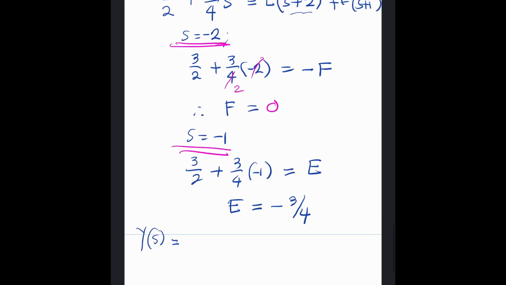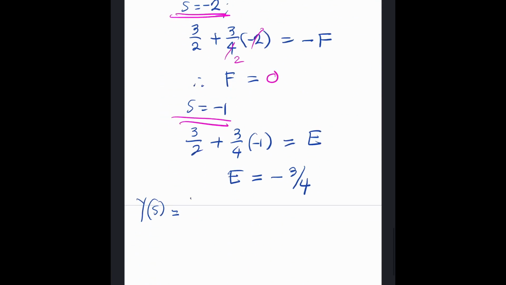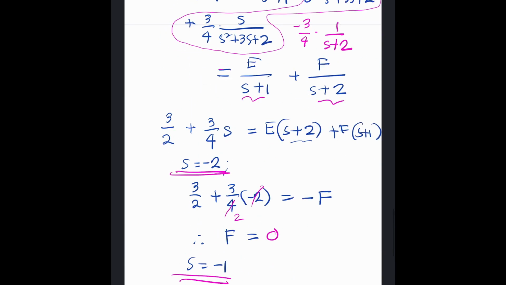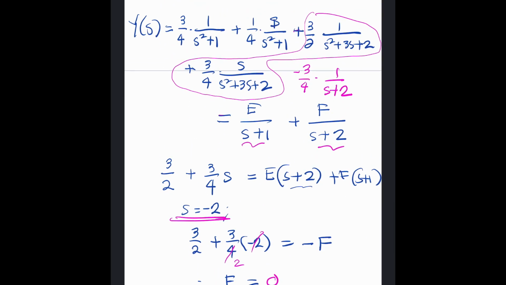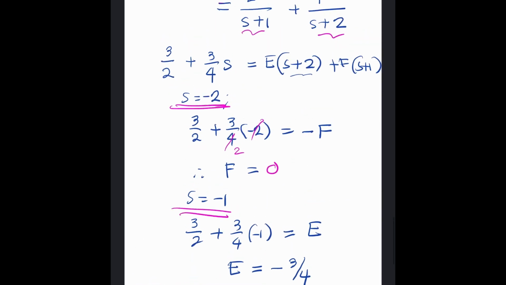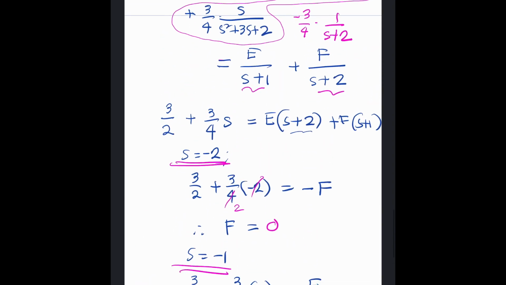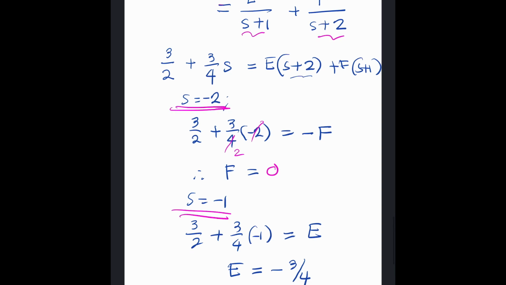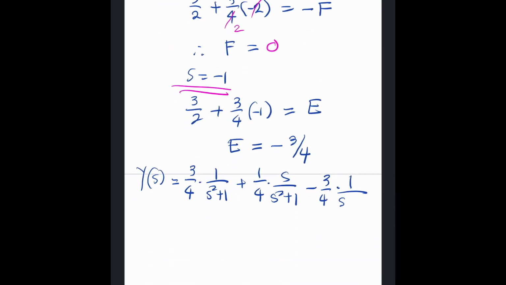So y of s is finally 3 fourths times 1 over s squared plus 1, plus 1 fourth times s over s squared plus 1, minus 3 fourths times 1 over s plus 1. Sorry, that's e, at the value of e, s plus 1.